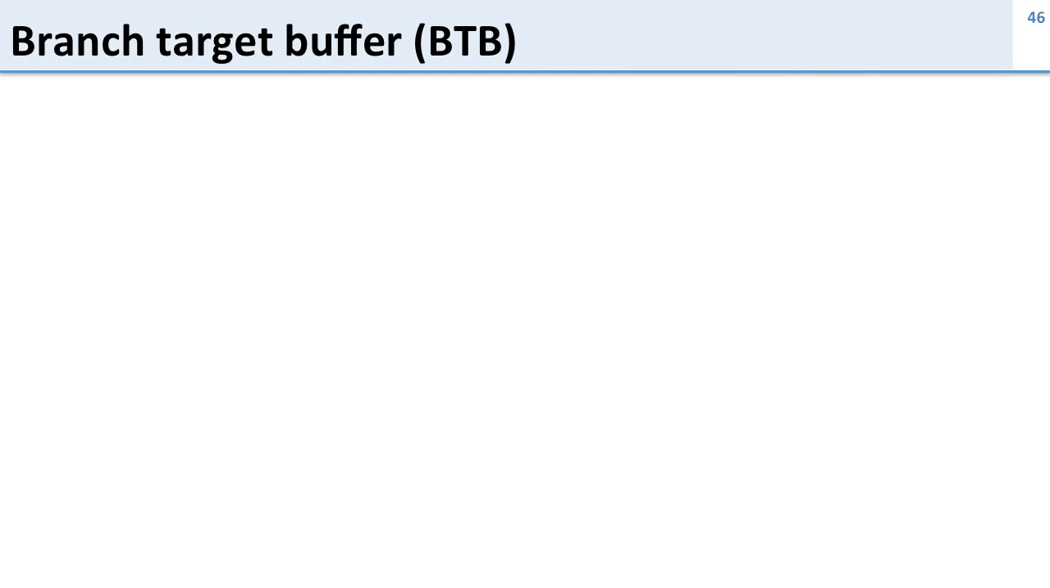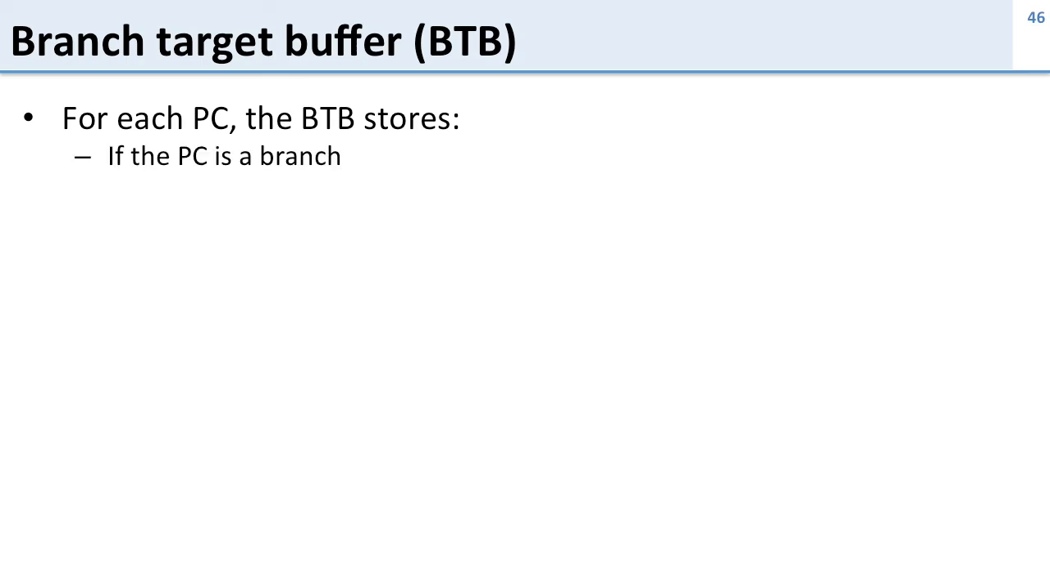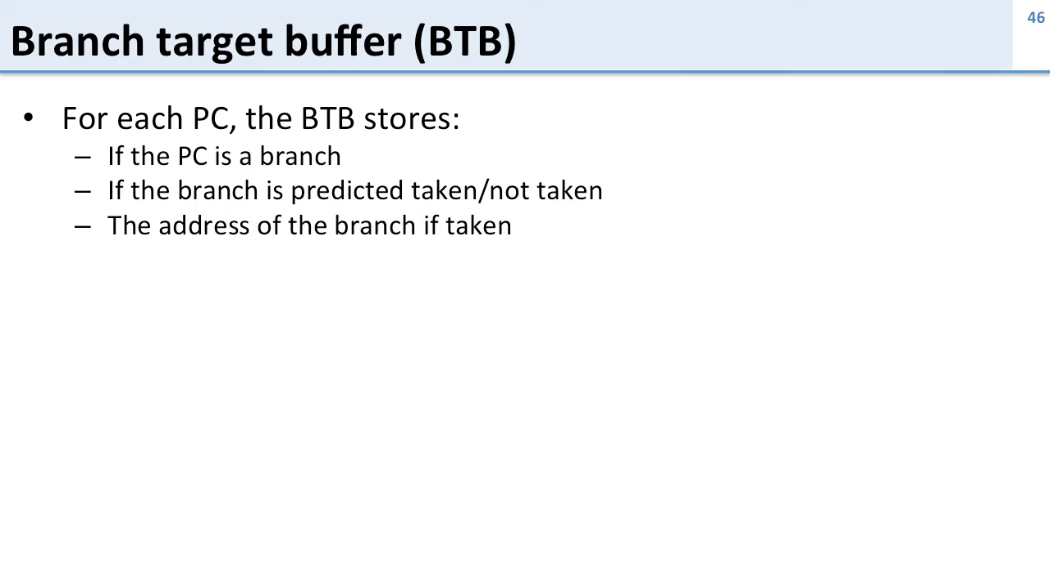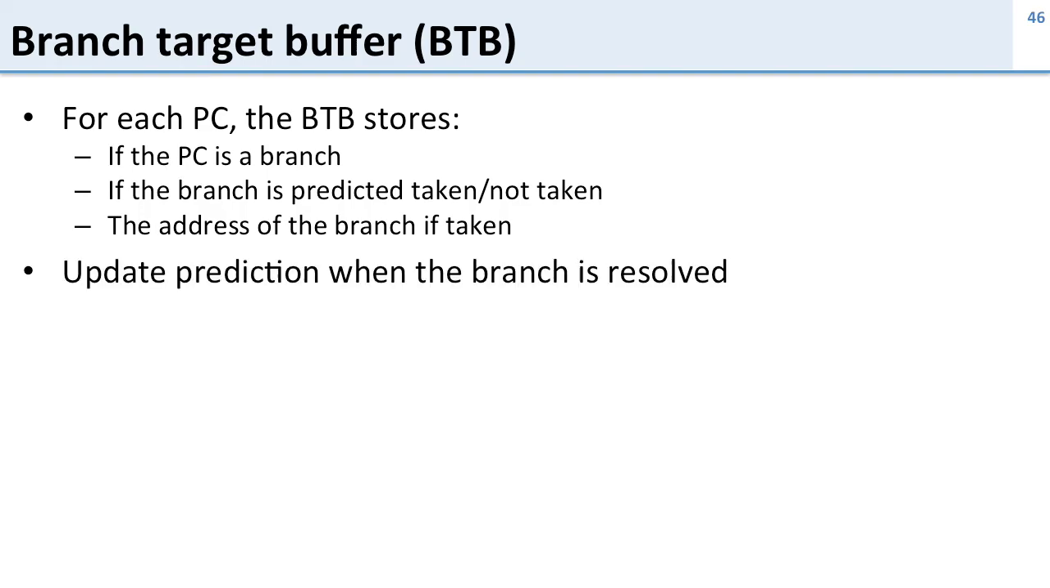So let's talk a little bit about the branch target buffer, or BTB. For each PC in the program, the BTB is going to store if that PC is a branch. So we're going to look in there and say, is this instruction a branch? It also stores if the branch is predicted taken or not taken, so that's our prediction. And then the address of the branch if it's taken. So where is this branch going to go if we predict it's taken?